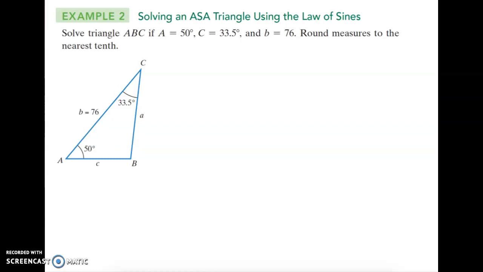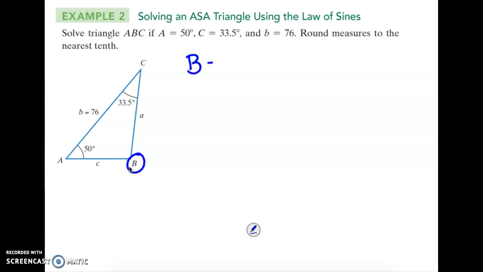Here is example 2 of using the law of sines. What we're giving you is an angle-side-angle triangle, and we want you to find the missing two sides and angle of this triangle. So step 1 is we want to find angle B. So we're going to use the triangle sum there.